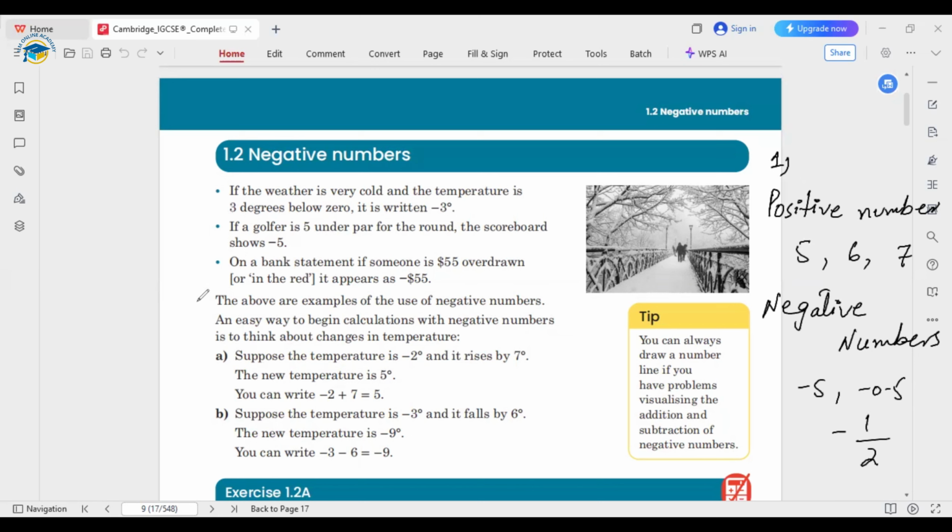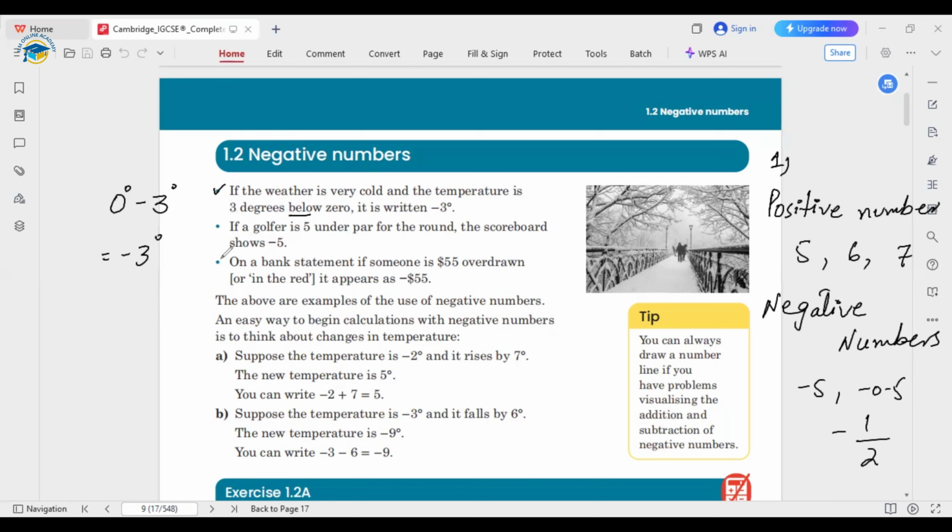Some of the examples they give us over here: if the weather is very cold and the temperature is 3 degrees below zero. So what does that mean? From zero, you need to make it 3 degrees below. Below means that you need to make it smaller. Okay. So for that, you can use the negative sign. Sometimes students use the number line as well, but you can directly find out how the number is going to be below zero or above zero.